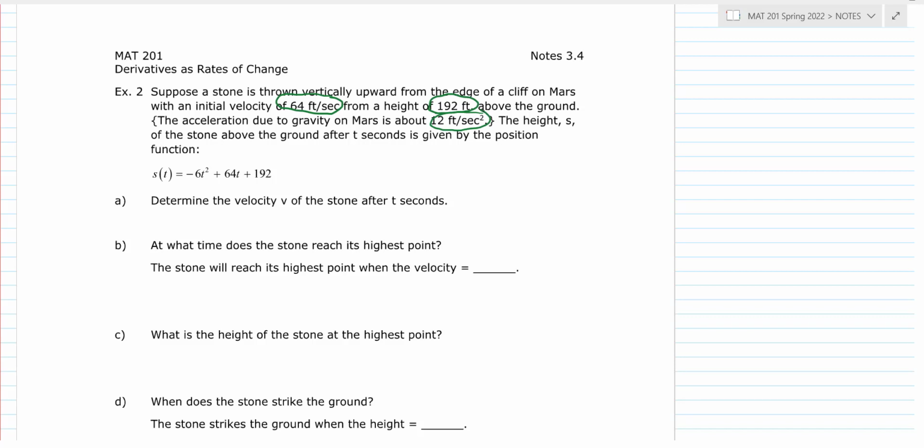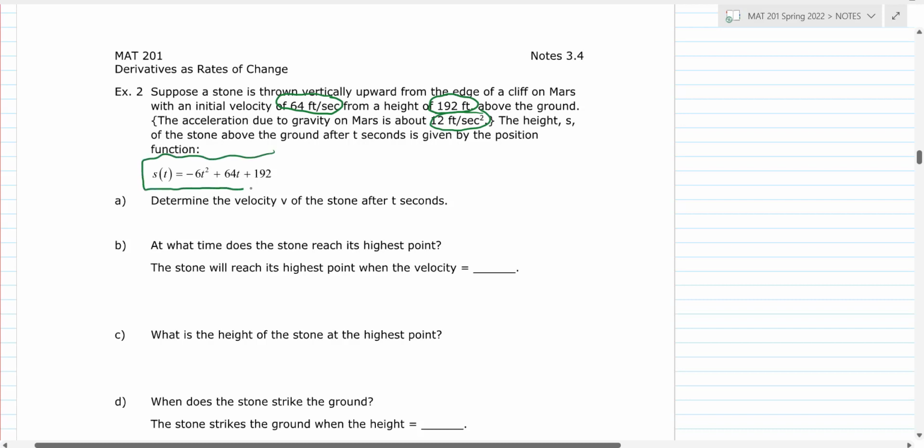And then the height s of the stone above the ground after t seconds is given by this position function. So this is giving you the position of the stone at any instant in time. Okay? When you're in physics, you learn about a formula that puts all this together for you. It goes like this: s of t, you all don't have to know this formula, but it's -1/2 of the acceleration due to gravity, t squared, plus the initial velocity times t, plus whatever that initial height is.